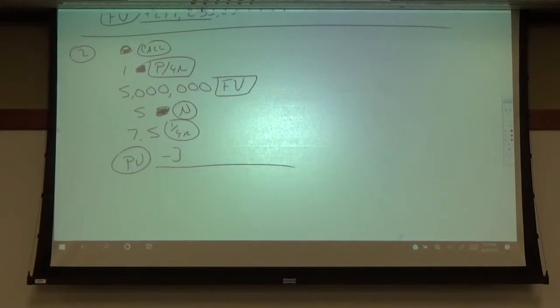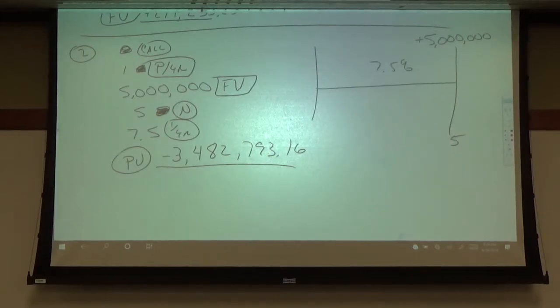okay, so what we'd be saying is the property would be worth today $3,482,793.16. Right, matching up? Okay. So once again, if we were to put a little timeline of sorts, what we're saying is, all right, we get $5 million positive at the end of 5 years, at a 7.5% growth rate, and then ultimately we're solving for the present value here, $3,482,793.16. Okay, make sense? Okay, moving forward.